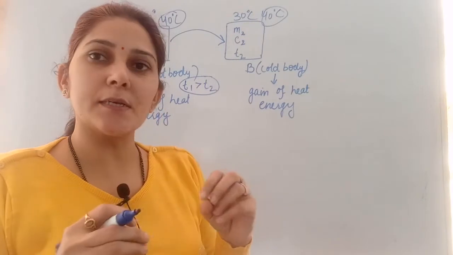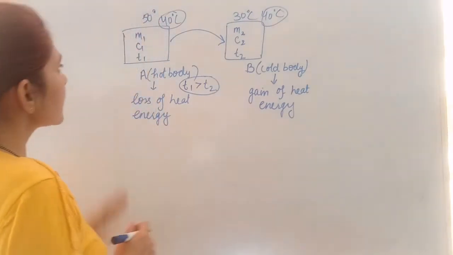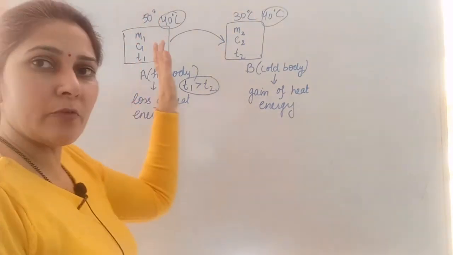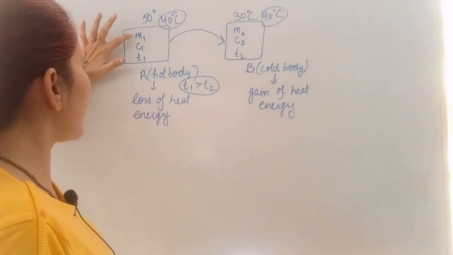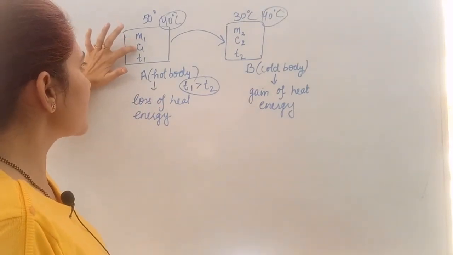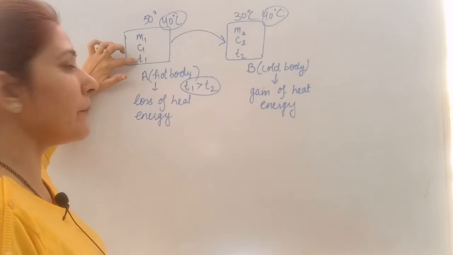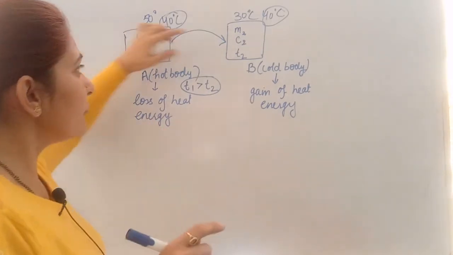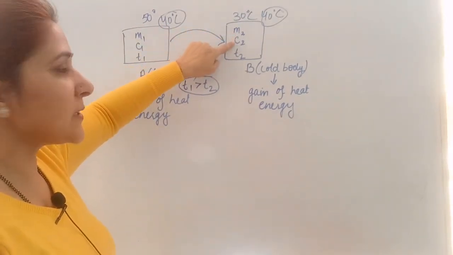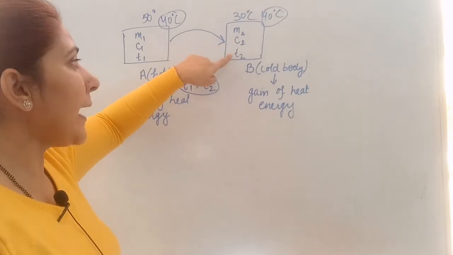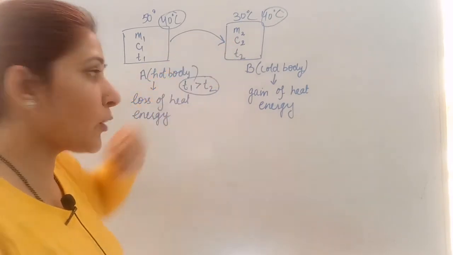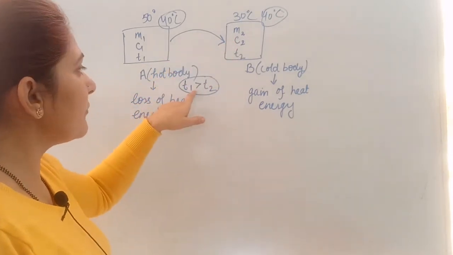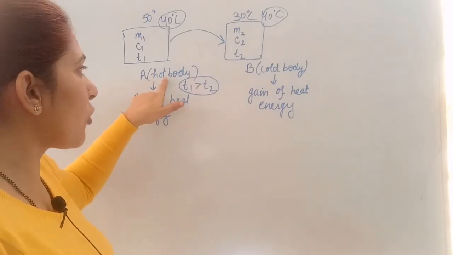Now we'll start with the mathematical expression of this. How to express it in mathematical form. For this, whatever we have assumed earlier, we are using that only. We assume that the mass is m1 for body A, the specific heat capacity is C1, and the temperature is T1 initially. And for body B, the mass is m2, the specific heat capacity is C2, and the temperature is T2. We also assume that T1 is greater than T2, that means this is the hot body and this is the cold body.